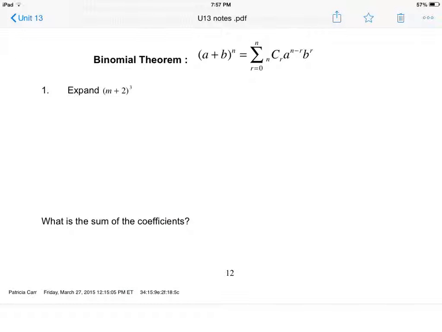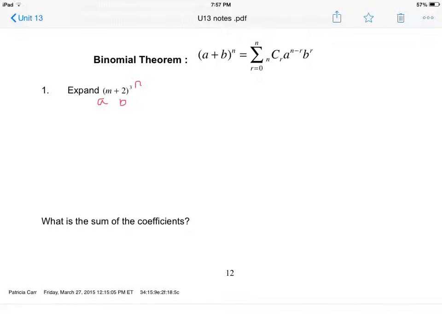So, using the binomial theorem, let's expand m plus 2 to the third power. All right, so let's assign our values there. Knowing that m is in the a spot, so m is a, 2 is b, and my n is 3. Okay, now that I have everything, I will be able to begin.